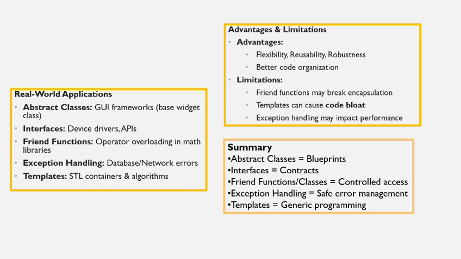Now we take an overall summary of all these topics. Abstract classes are the same as a blueprint. Interfaces can be seen as contracts. Friend functions or classes can be seen as controlled access. Exception handling is similar to safe error management. And templates are generic programming.